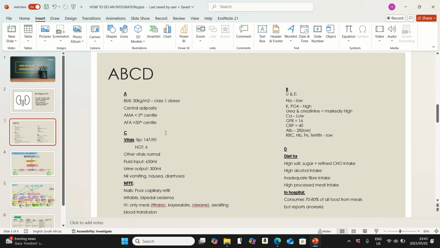If you look at the clinicals, so the blood pressure was 147 over 90. Yes, it's elevated, but he does have hypertension. His HGT were normal. The other vitals were also normal. The fluid input was 650 mL. Urine output was 300 mL. So this indicates he is oliguric. Okay. And then he didn't have any nausea, vomiting, diarrhea. So from this, we do note that he does have a positive fluid balance.